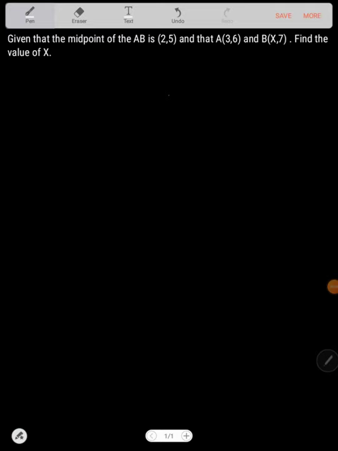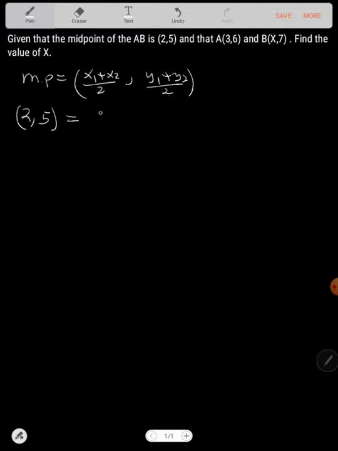We have this question that says, given that the midpoint of the line AB is (2, 5), and that point A is (3, 6), and B is (x, 7), find the value of x. Now we know that midpoint is equal to (x1 plus x2 divided by 2, comma, y1 plus y2 divided by 2). The midpoint we have here is (2, 5). x1 is 3, x2 is x over 2, comma, y1 is 5, y2 is 7 over 2.